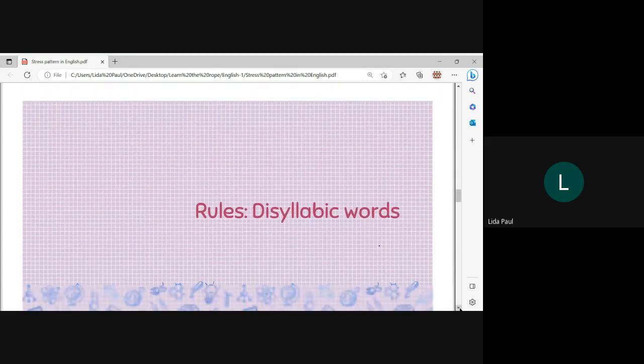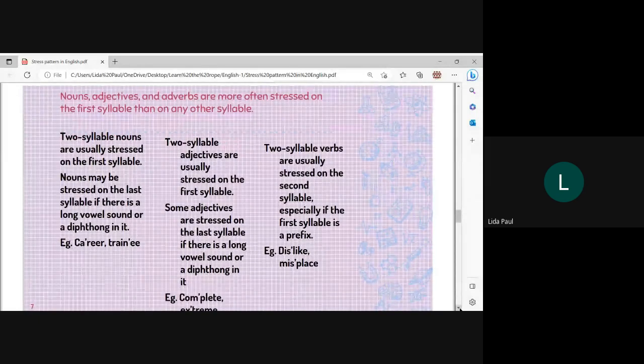Now about the disyllabic words. Nouns, adjectives, adverbs, they are more often stressed on the first syllable than on any other syllable. So what is the general stress pattern in nouns, adjectives, and adverbs? Where is the stress? Always on the first syllable, right? So adjectives, nouns, adverbs almost always take the stress on the first syllable. Very rarely do you find them being stressed on other syllables.